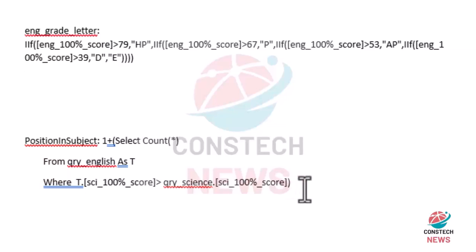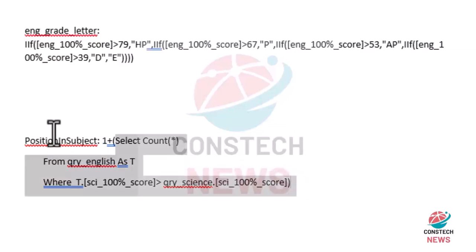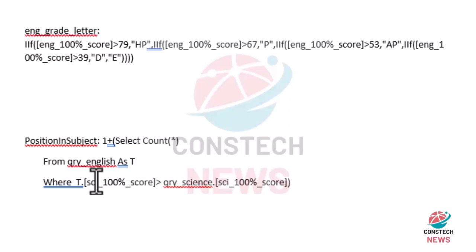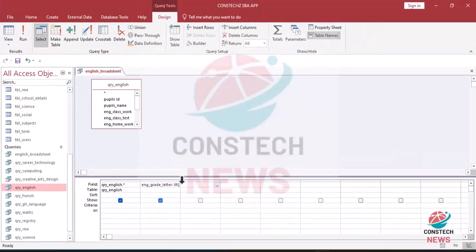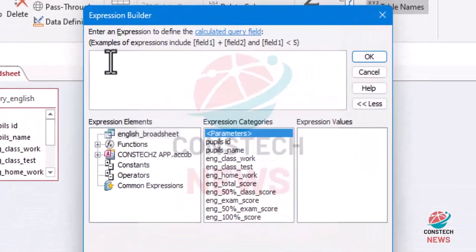You just copy this over here. But before that, I want to do some correction. We are working with English, so we expect an English symbol. So here should be English, not science. So I'll delete it so that when I send the formula to you, you will not be doing those corrections inside. Okay, so that's perfect. So I'll copy the whole of this, and then I'll go and paste it at the next column. So I'll click on builder, and then I'll paste it over there.